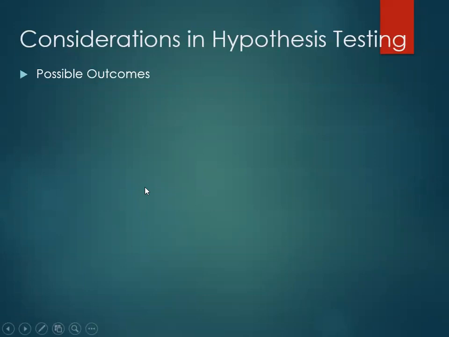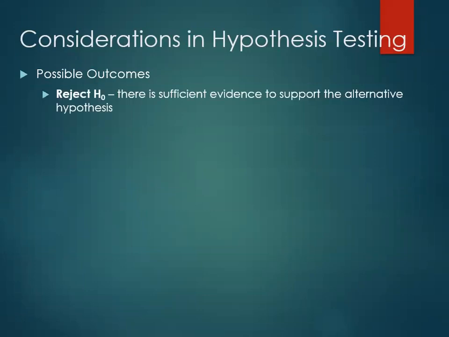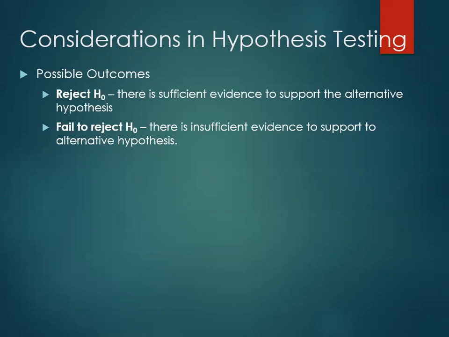All right, when we do this hypothesis testing, we have two possible outcomes. We're going to reject the null hypothesis, which means we conclude there's sufficient evidence to support the alternative. Or we're going to fail to reject the null hypothesis, meaning there is insufficient evidence to support the alternative. And so as a result, we're going to side with the null hypothesis and conclude that there's no difference here or no relationship.